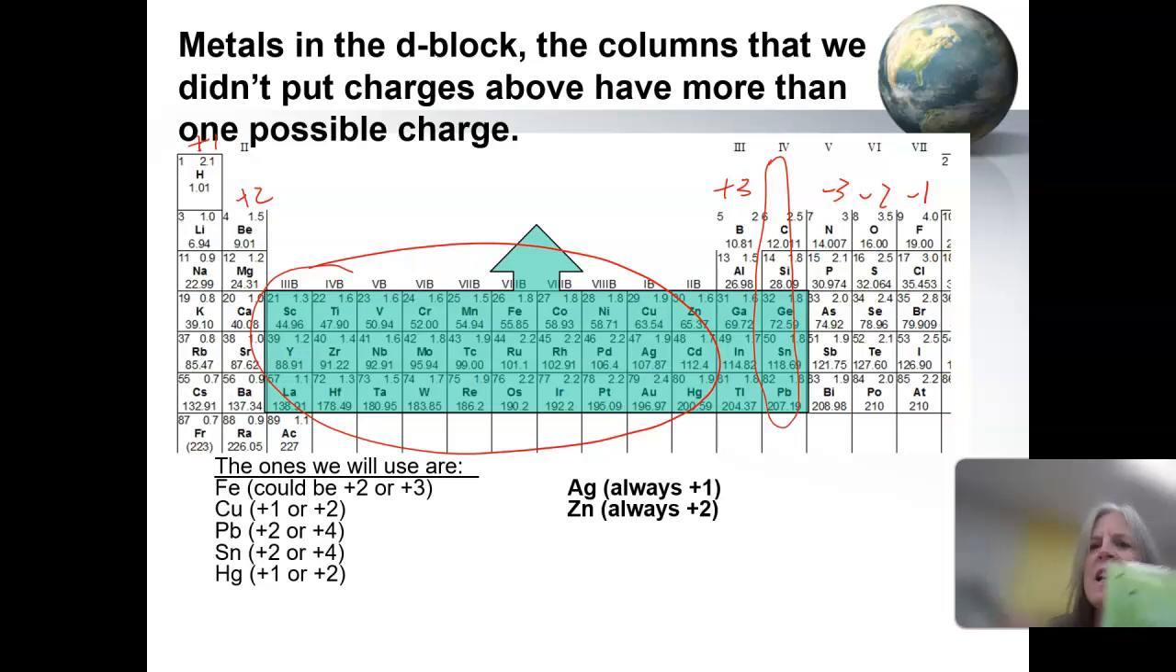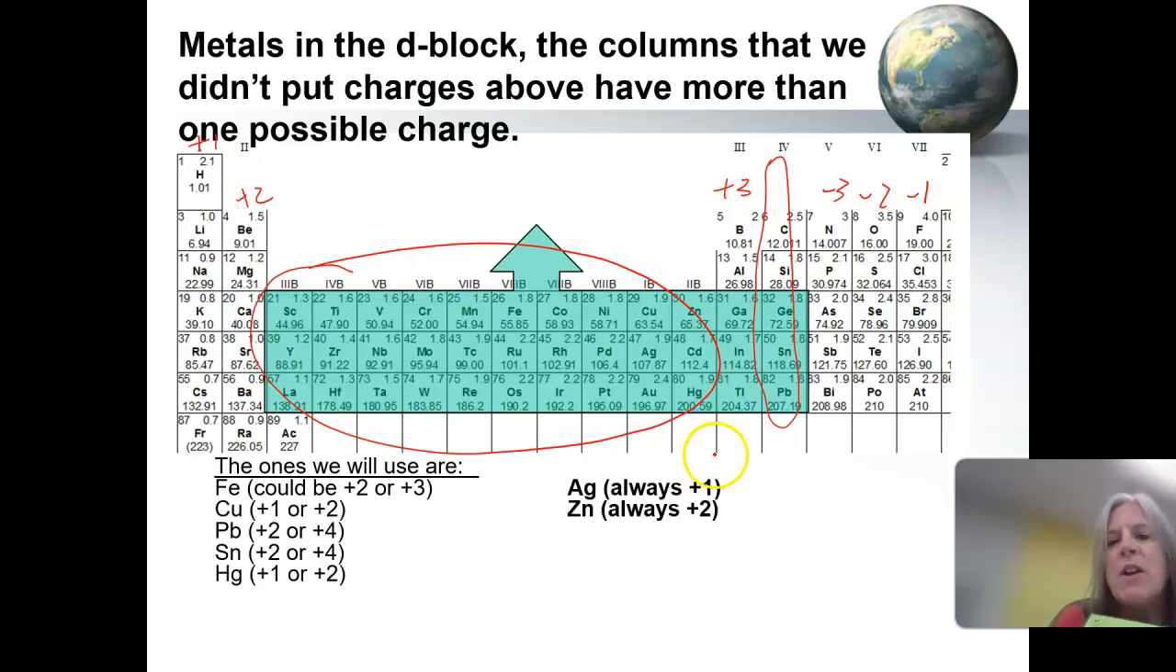So I like to say that these guys have a little bit of an identity crisis because they could be a different charge. And that's really important actually to its identity, what the charge is. So when we name it, we have to use the information we have to designate what the charge is. And we're going to do that using a Roman numeral.